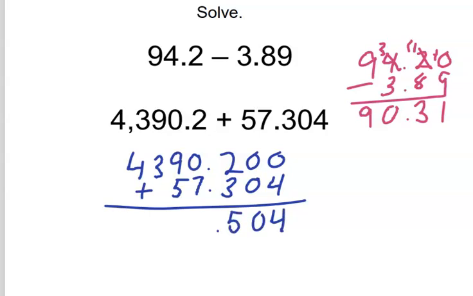The decimal comes down. 0 plus 7 is 7. 5 plus 9 is 14. 1 plus 3 is 4. And 4 plus nothing is 4. Put the decimal there. Go over 3 places. We have 4,447.504. All right, there's our answers for those two.